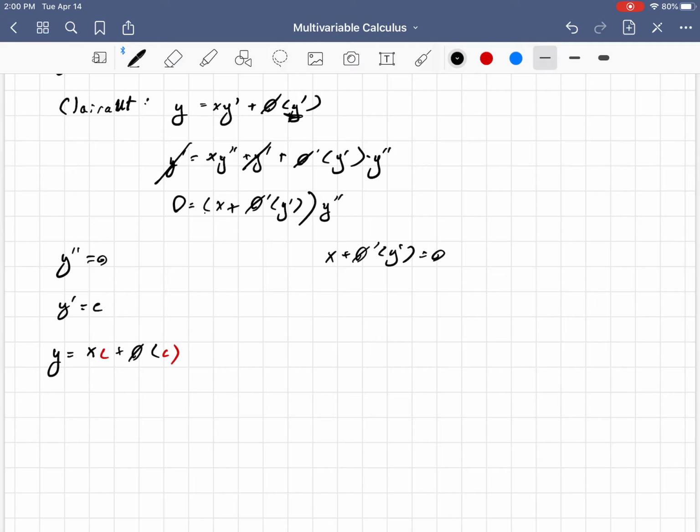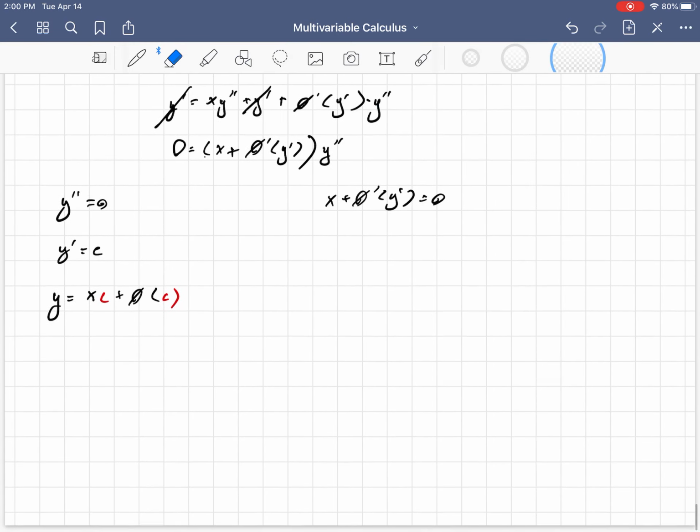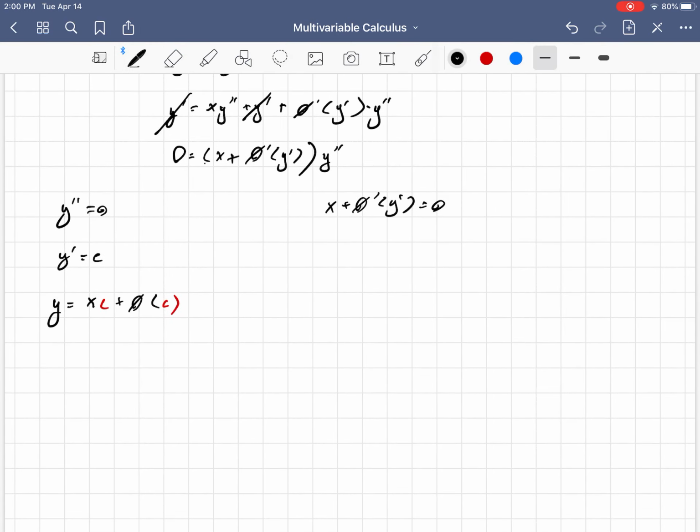And the other scenario is that we have x plus phi prime of y prime equal to 0, and that's pretty easy to solve. That's separable, and we could go through it pretty easy from there. I'm not going to go through the details right here.